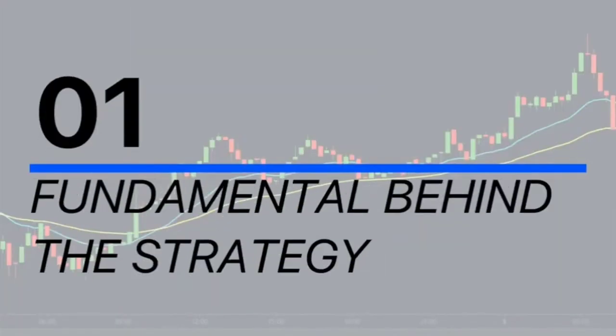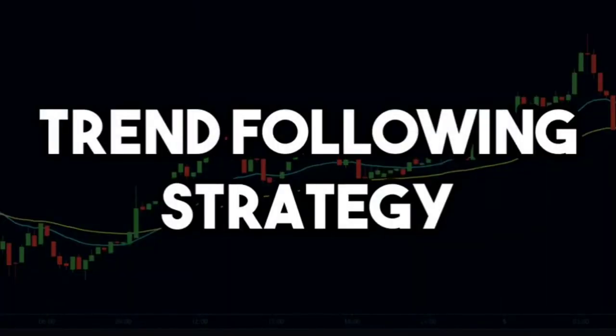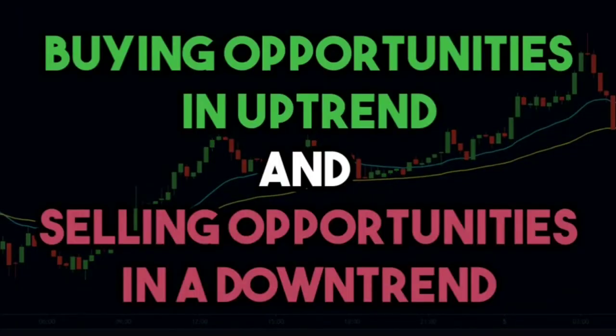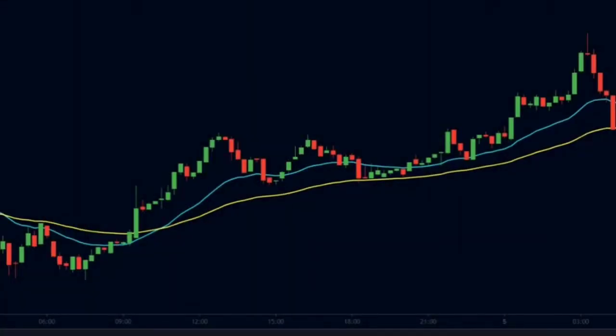So first, let us understand the fundamentals behind the strategy. This strategy is a trend-following strategy. Hence, we will be looking for buying opportunities in an uptrend and selling opportunities in a downtrend. We will be focusing on the assets that are in a strong trend only. In this strategy, we will do three things.